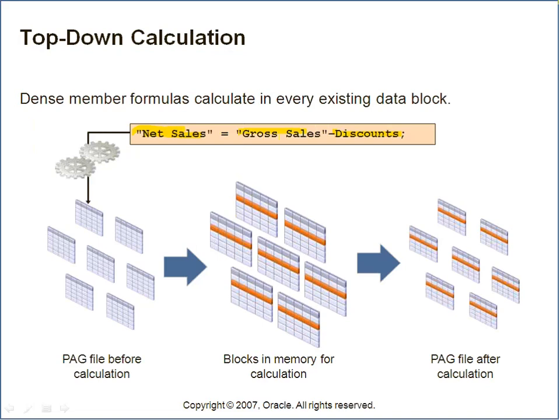Before actually executing this formula, my PAG file has blocks which do not have the calculation for this particular Net Sales member. When I execute this kind of a formula, what is going to happen is this Net Sales is going to get calculated for each and every member block present in the PAG file.